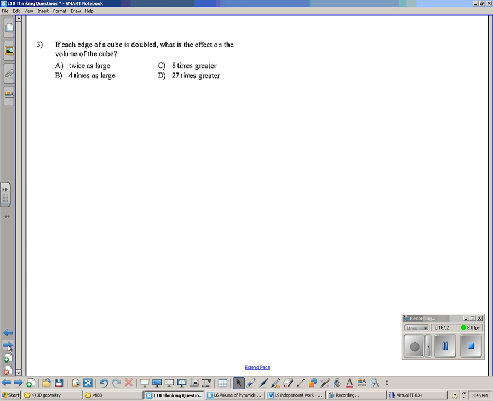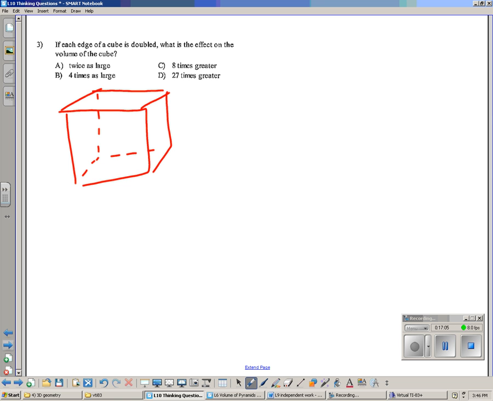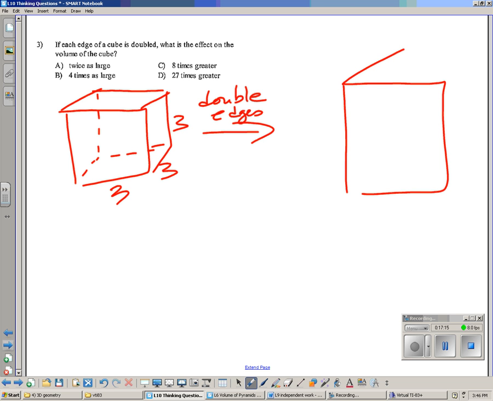All right. Number 3, it says each edge of a cube is doubled. What is the effect on the volume of the cube? So a cube is a rectangular prism, except all the edges are the same length. So I'm going to pick an edge of 3 for a moment. Then it wants me to double the edges. So here's my new cube with doubled edges. So each edge becomes 6.